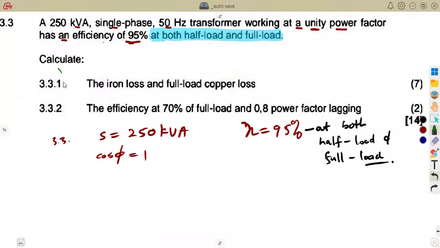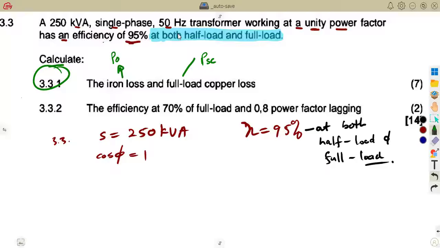Let's see 3.3.1: calculate the iron loss and the full load copper loss. Remember, when you are referring to the iron loss, this is our open circuit. We talked about this, guys, in the introduction. The full load copper loss is our short circuit. So they want you to calculate open circuit and short circuit power.